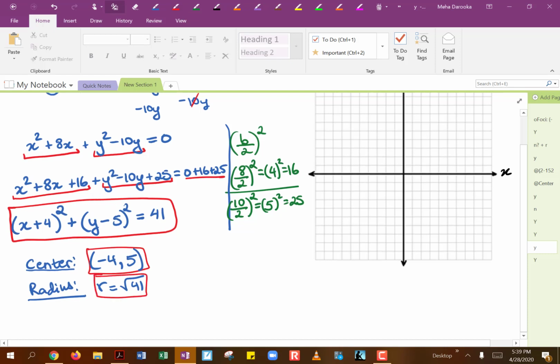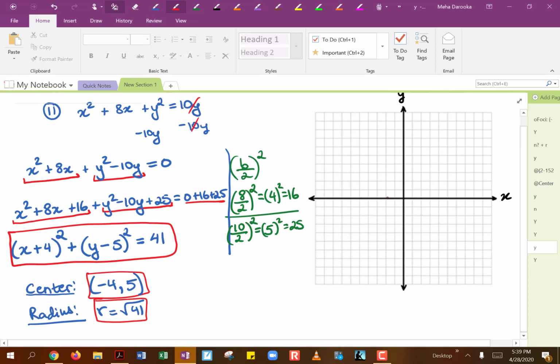Now to graph this, we will be going negative 4, so that's 1, 2, 3, 4, and then positive 5, 1, 2, 3, 4, 5. And then just to get an approximate idea, for square root of 41, we are looking at about 6.4 as an approximation. So you are looking at going 6.4 units from the center. That's 1, 2, 3, 4, 5, 6, but I will not have 1, 2, 3, 4, 5, 6 when I go up. So we may need to change the scale.